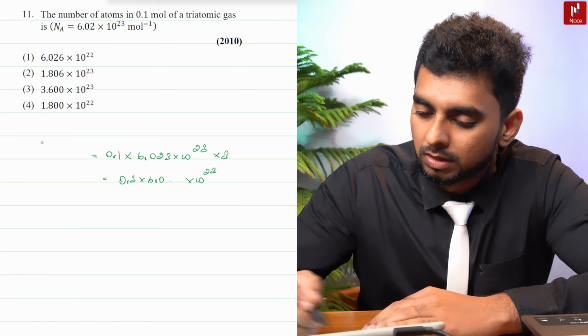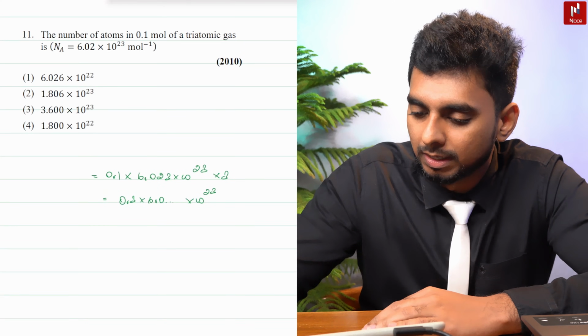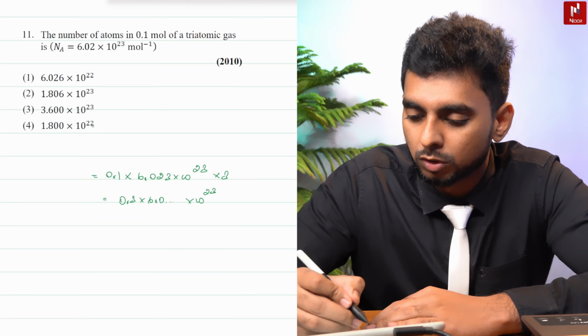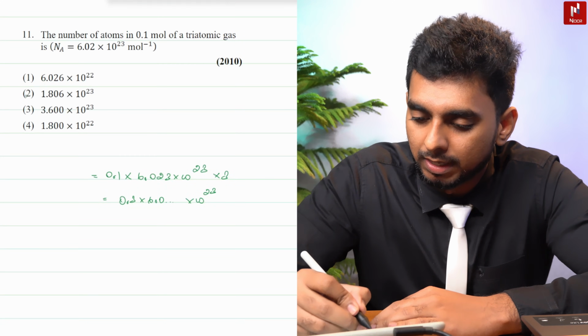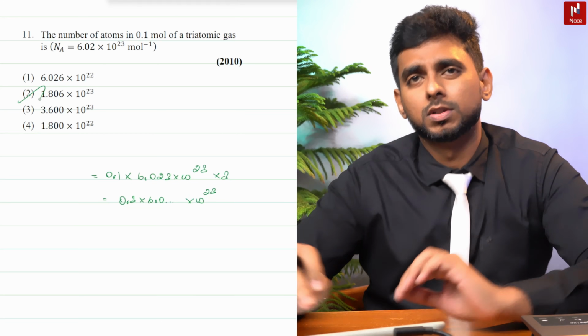Just match with the powers, you'll end up getting the answer. So it's 1.8 into 10 power 23. 1.8 into 10 power 22 is not possible. Therefore, the answer over here is option 2, right? It should be clear. Easy one. Let's move on to the next one.